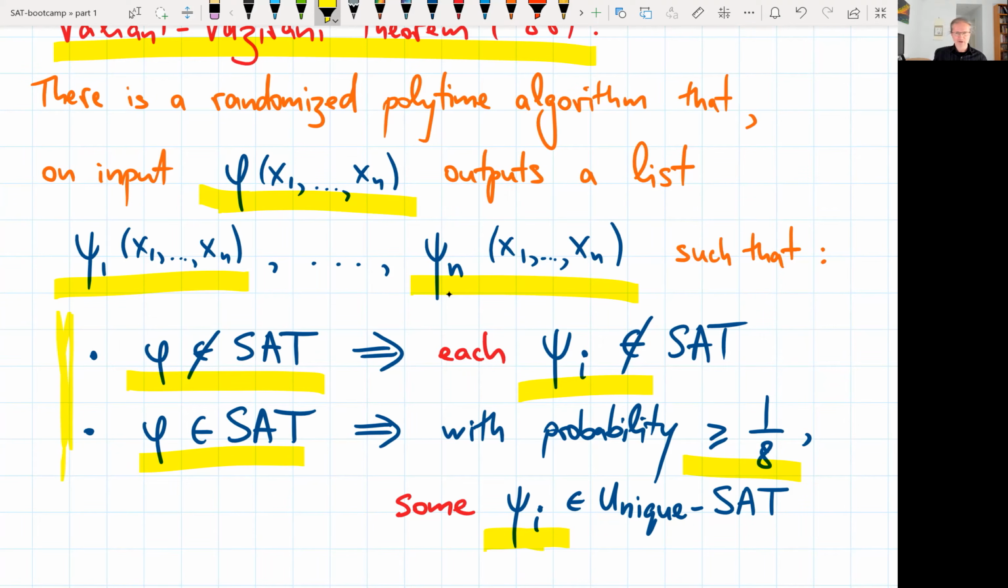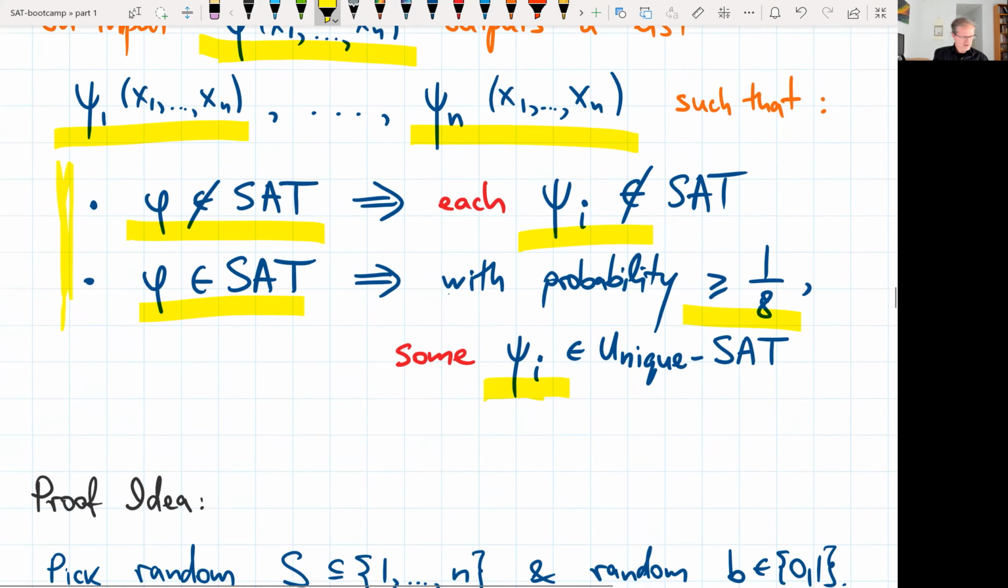If the formula is unsatisfiable, all formulas psi sub i will be unsatisfiable, so the unique SAT algorithm must answer no, no, no, no for each one of them. On the other hand, if the formula phi was satisfiable, then with decent probability, at least one of the formulas on the list will satisfy the unique SAT promise that it has exactly one satisfying assignment, so the unique SAT algorithm must answer yes. And so I will get the answer yes in this case, with probability at least 1/8. And it's the usual thing. You can boost the probability of success by doing some repetitions and taking majorities and so forth.